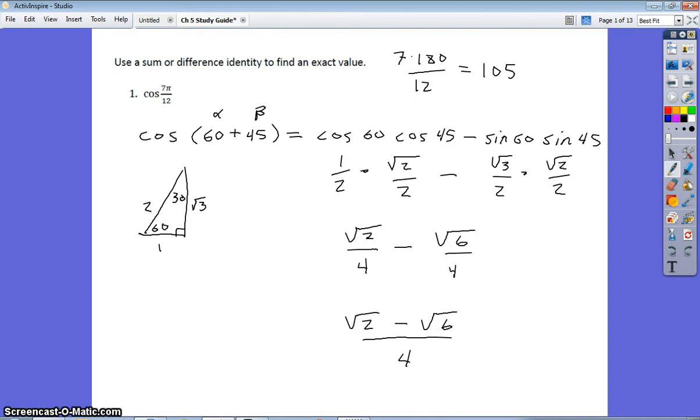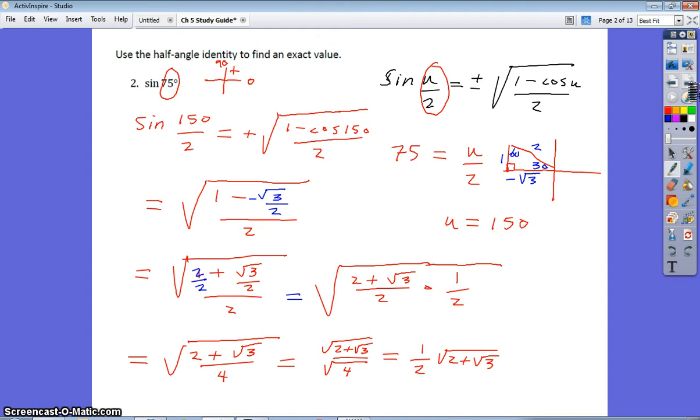So number one, we have to use the sum or difference identity to find an exact value. The first thing I did is I took the 7 pi over 12 and converted that into degrees. Then I got 105 degrees, and I figured I could break that apart into 60 plus 45. So I used that with my sum formula for cosine, and eventually found that we have root 2 minus root 6 over 4. So let's go to the next one here.